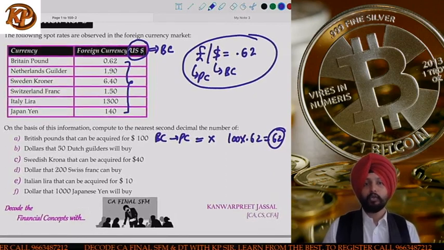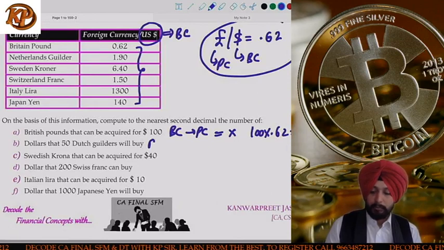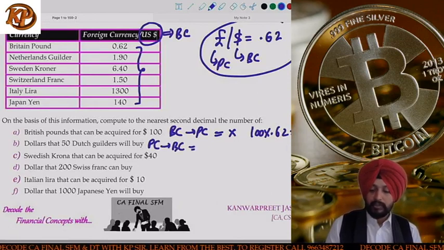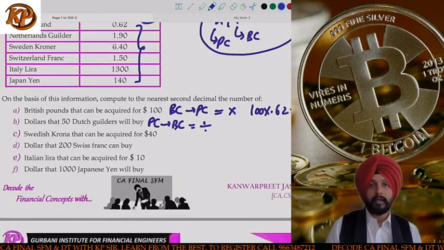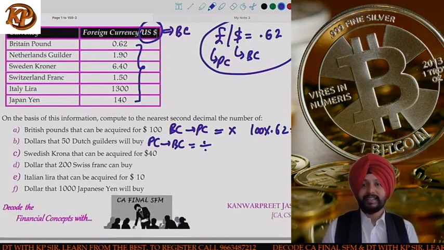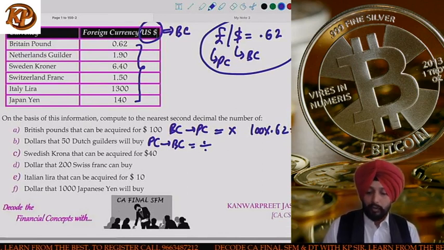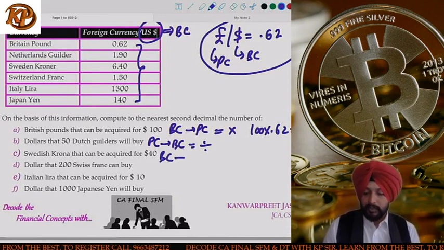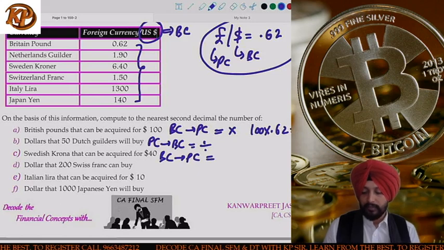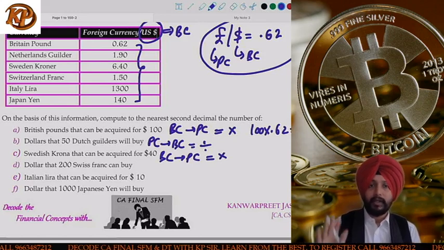Second case, they have given you dollars that 50 Dutch guilders will buy. Dutch guilder in your quotation is price currency. From price currency to base currency, if you go, you divide. Applying the rules, you divide when you're going from price currency to base currency. Swedish krona that can be acquired for $40. Again, dollar is given, that is my base currency. From base currency to price currency, if I go, I multiply. Clear? We'll write the answers later on.